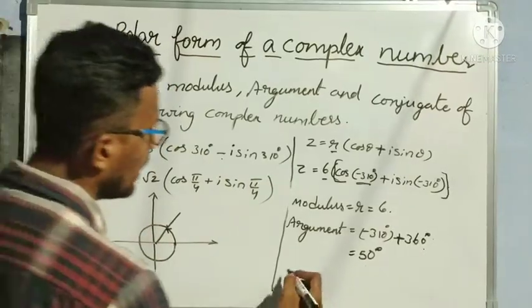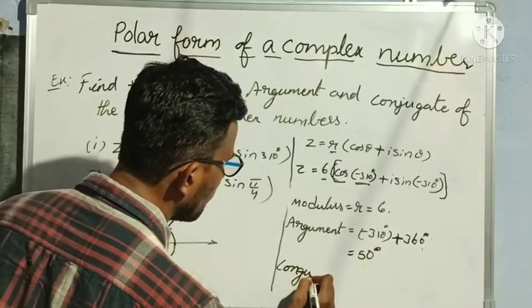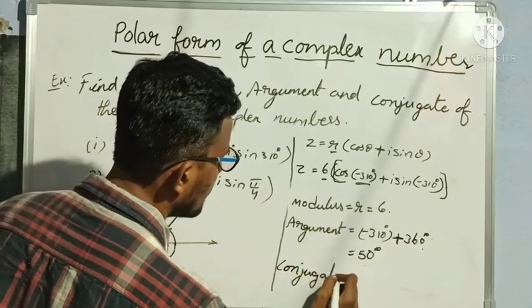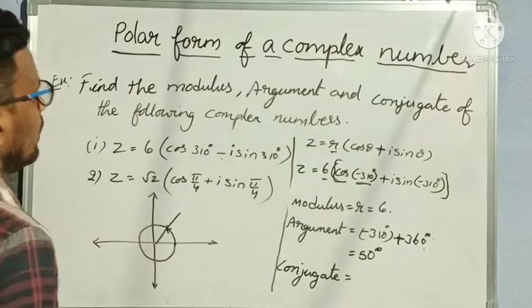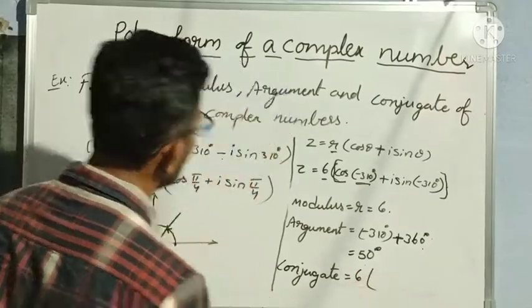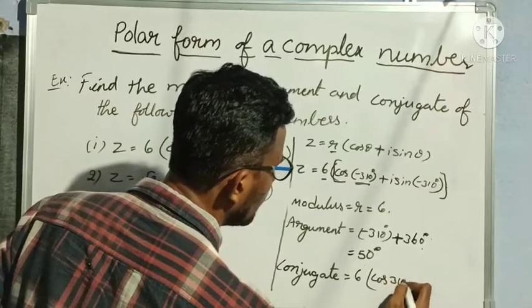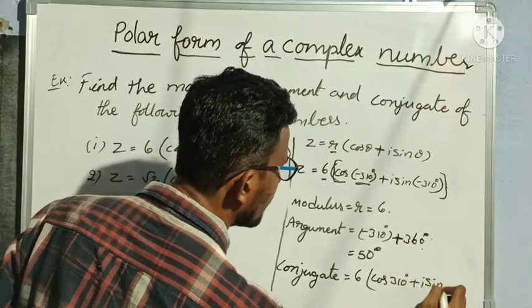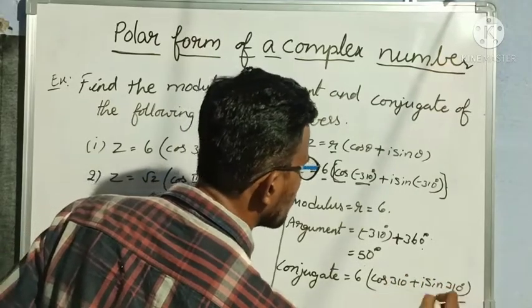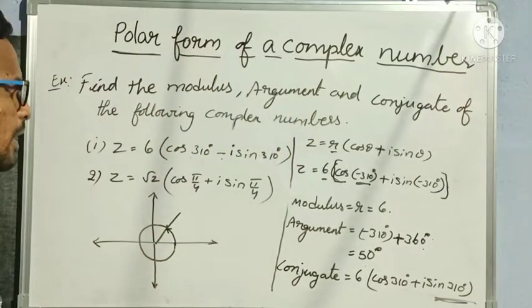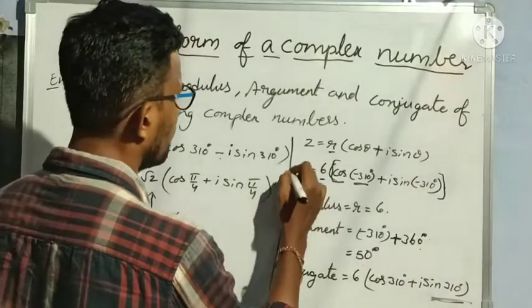Understood? Anyhow, conjugate. Conjugate means the plus side should be substituted with minus I. So 6 into cos 310 degrees minus I sin 310 degrees. This is the conjugate value. I hope everybody understood the first problem. So this is the solution of the first problem.